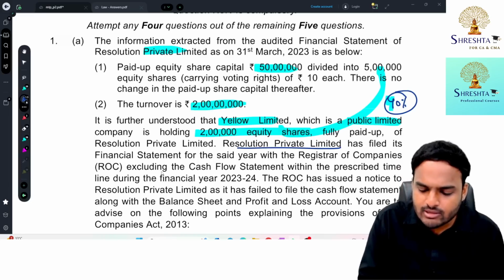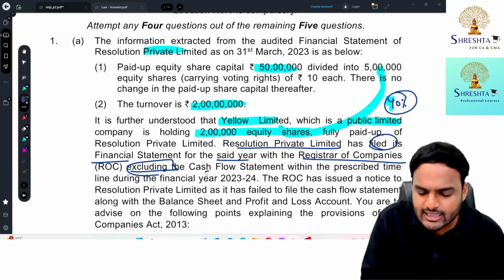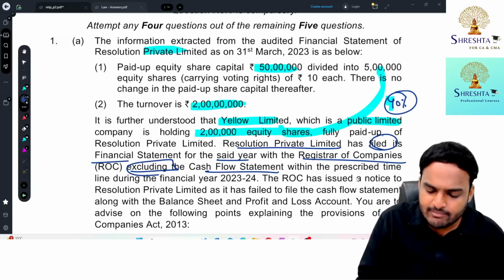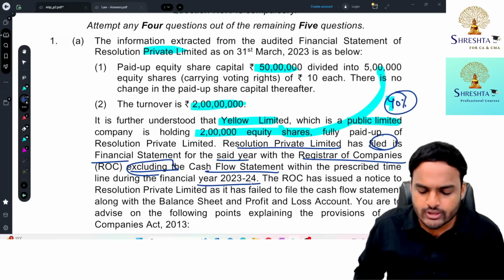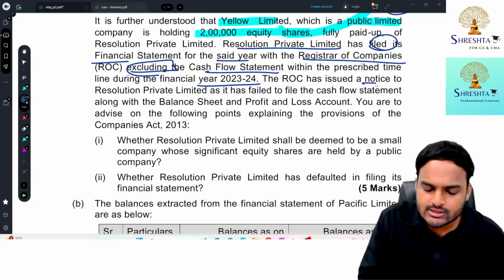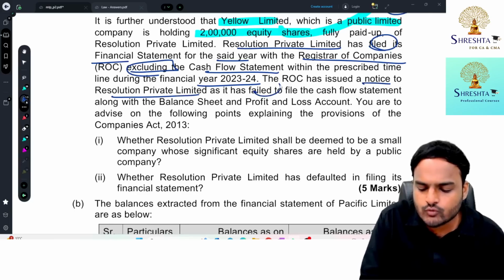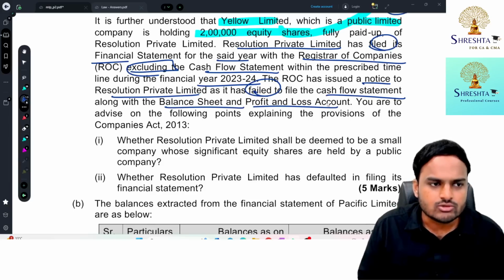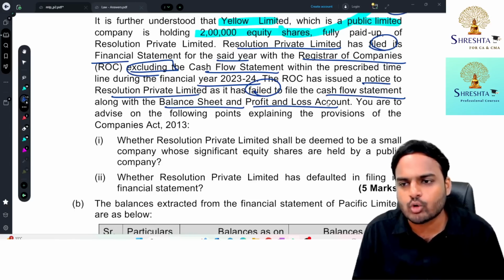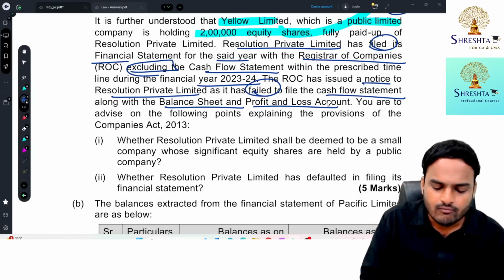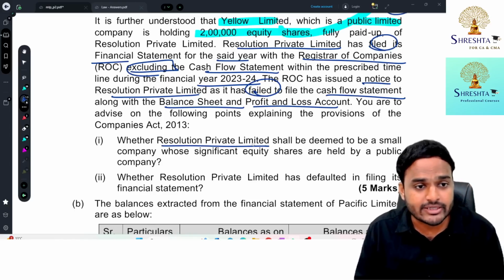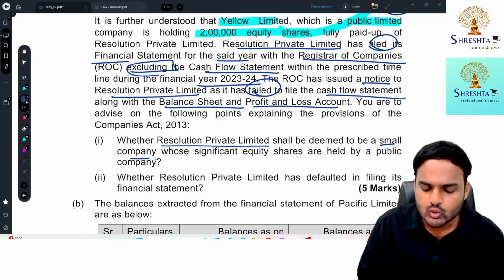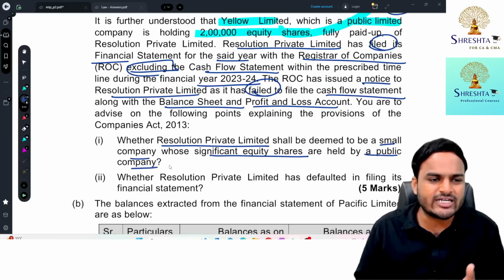Next one: Resolution Private Limited has filed its financial statements for the said year with the Registrar of Companies, excluding the cash flow statement, within the prescribed time limit during the financial year 2023-24. ROC has issued a notice to Resolution Private Limited as it has failed to file the cash flow statement along with the balance sheet and profit and loss account. You are to advise on the following points, explaining the provisions of the Companies Act 2013. Whether Resolution Private Limited shall be deemed to be a small company whose significant equity shares are held by public companies. Significant means at least 20%.